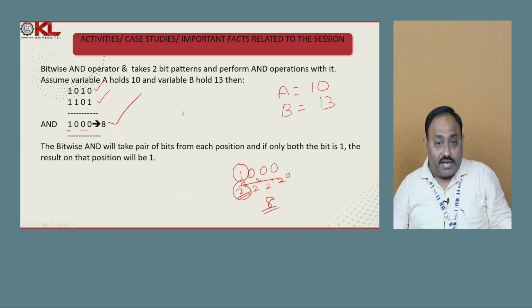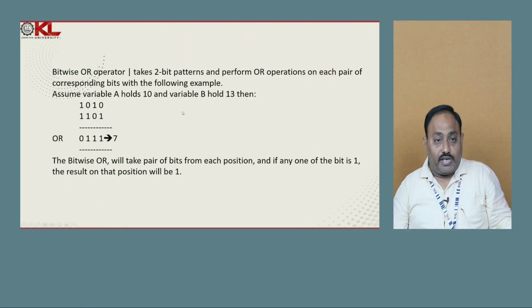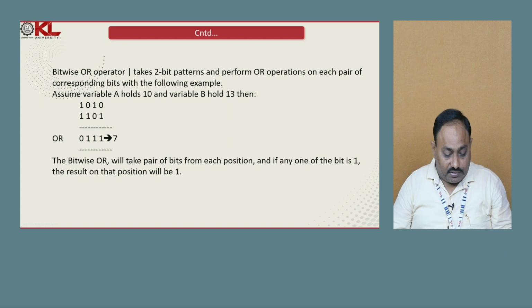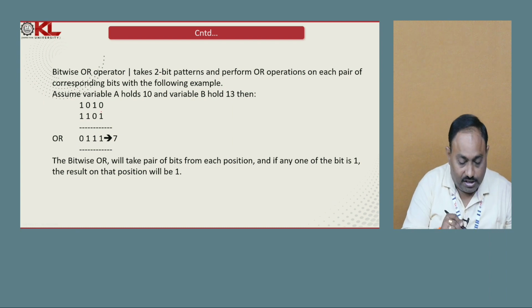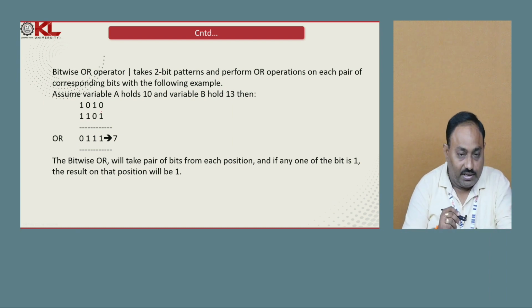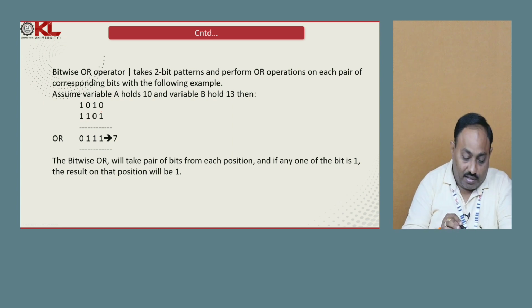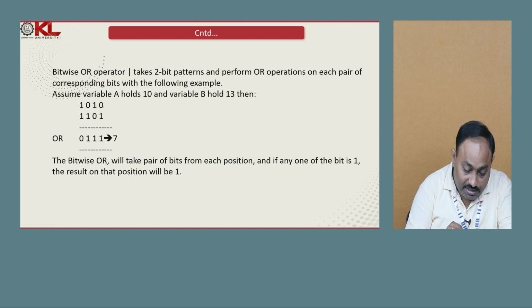Now let us try the bitwise OR operator on the same data, where A equal to 10 and B equal to 13. Now I am doing this bitwise OR operator here. What is the bitwise OR? If any bit is 1, the resultant bit is 1. Now here in this case the 2 bits are different, 0 or 1, then the result is 1. 1 or 0, result is 1. 0 or 1, result is 1. But here both bits are 1, so here it is 1.